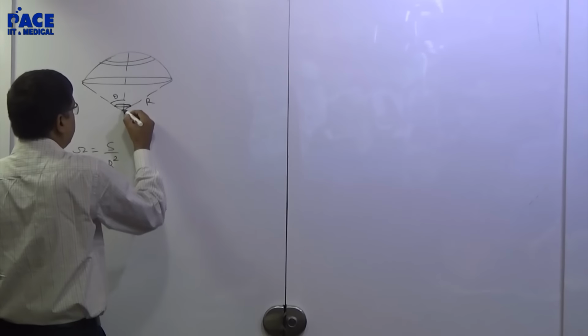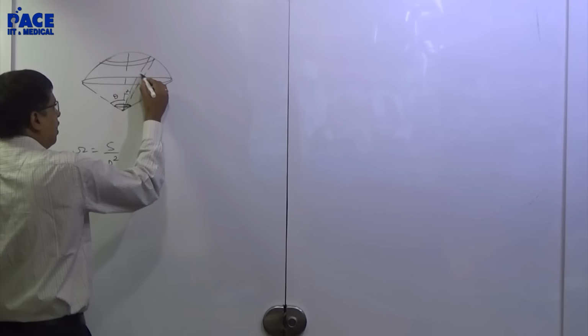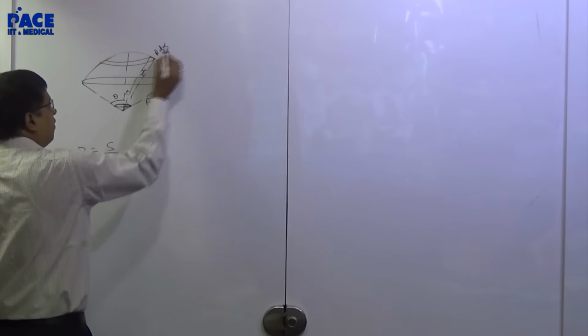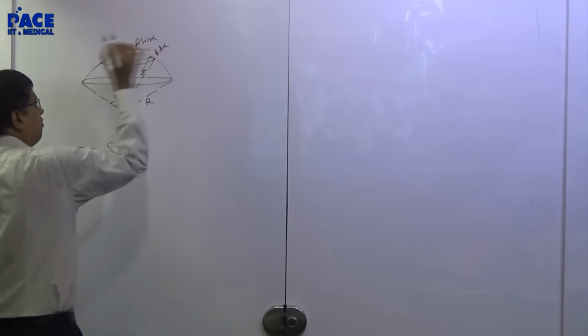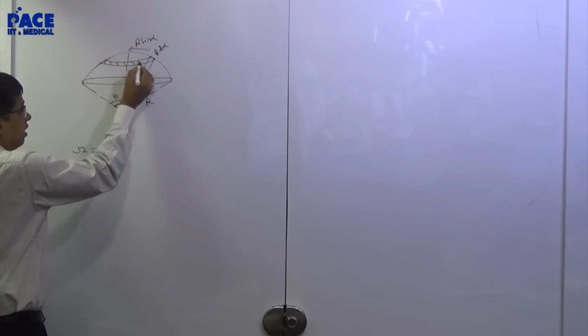Consider an element here. This angle is alpha, this angle is d alpha. The thickness of this ring is R d alpha. Radius of the ring will be R sin alpha. Why are you interested in it? I will calculate the area of this ring.